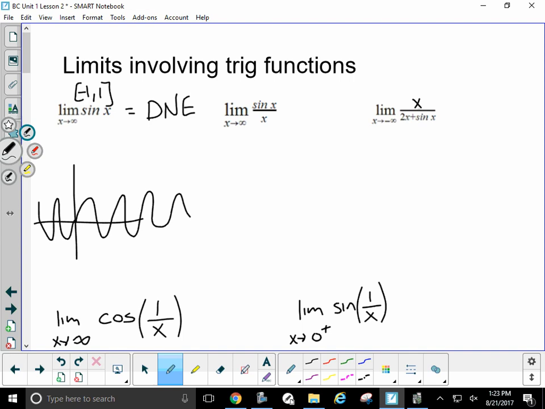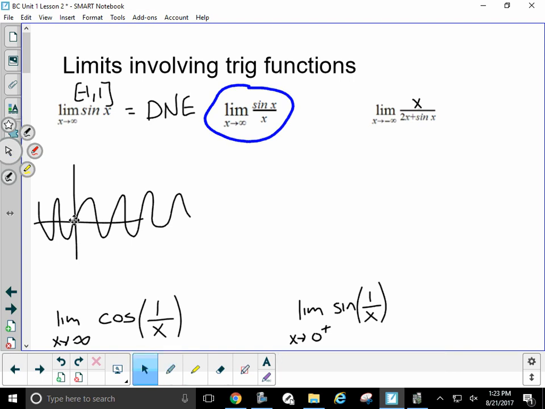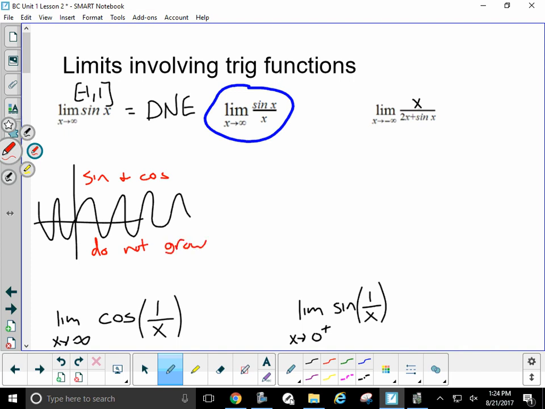Okay? So sine doesn't grow, it just oscillates. No growth to it at all. All right. Discuss this with your neighbor. What do you think that is? Sine and cosine do not grow.